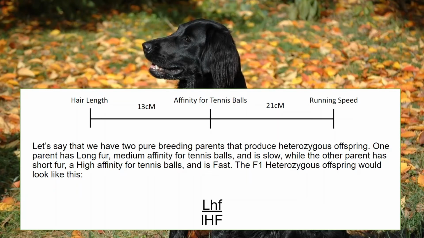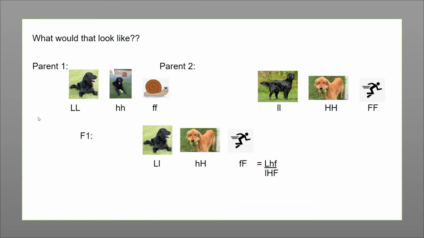So let's say we have two parents. One of them is going to have long fur with a medium affinity for tennis balls and is slow, while the other parent has short fur, a high affinity for tennis balls, and is fast. Now these two individuals are pure breeding from a long line of their respective traits and are going to be homozygous for each trait. They're going to produce a completely heterozygous F1 offspring generation, which is going to look like this below. Now what would that look like more visually?